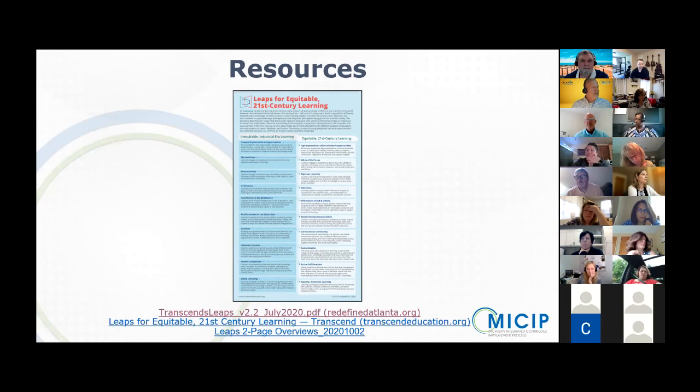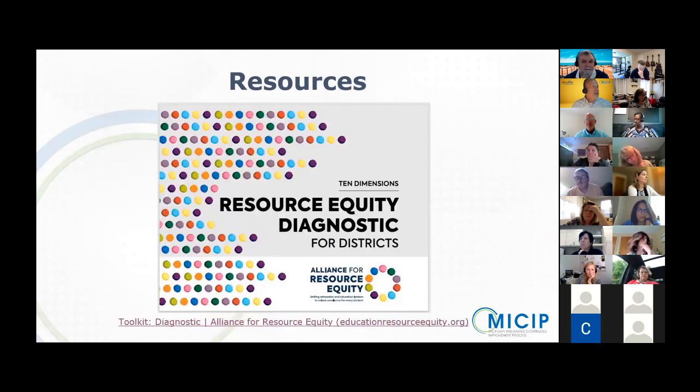So helpful resource there. A second one really gets at resource equity. So that was just one of the pieces that we brought up in terms of how do you look at your resources to help ensure that everyone gets what they need, not just what everyone else has. And so this is a great accessible resource in terms of looking at equity. And you'll notice it's divided into 10 dimensions.